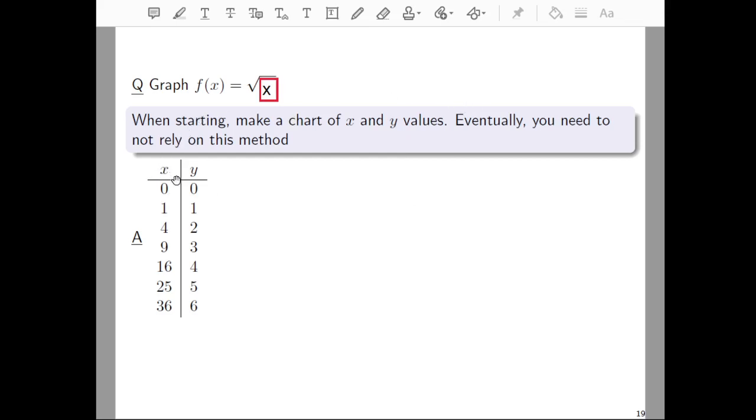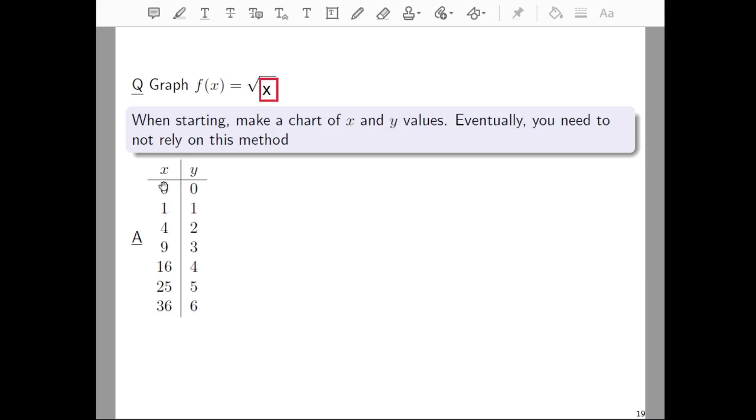So for the values of x, I didn't just pick 1, 2, 3, 4, 5, 6, 7. Right? The thing is, since you have to end up rooting x, it makes much more sense to pick perfect squares for x. So 0, 1, 4, 9, 16, 25, 36, and so on.